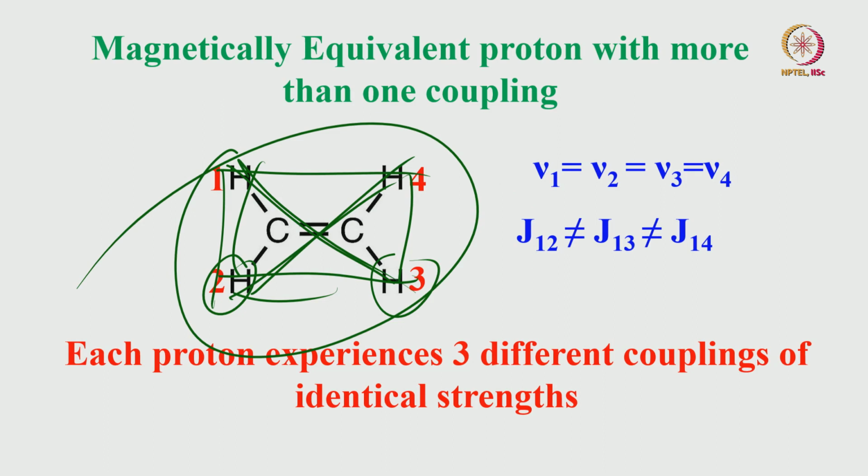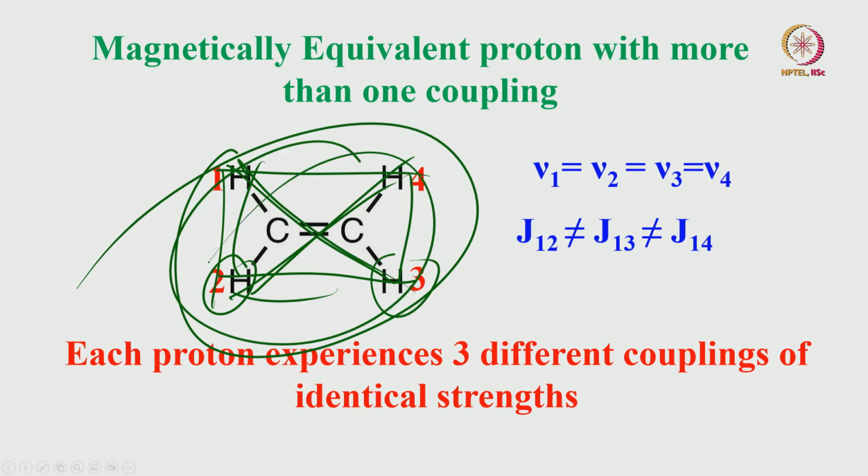Not only are there multiple couplings, sometimes there can be a single coupling also, but magnetically equivalent. An important point you should remember is all magnetically equivalent spins are chemically equivalent, and the converse is not true. And all these magnetically equivalent spins, if you take the NMR spectrum, give rise to a single peak. For example, this ethylene gives rise to a single peak in NMR.